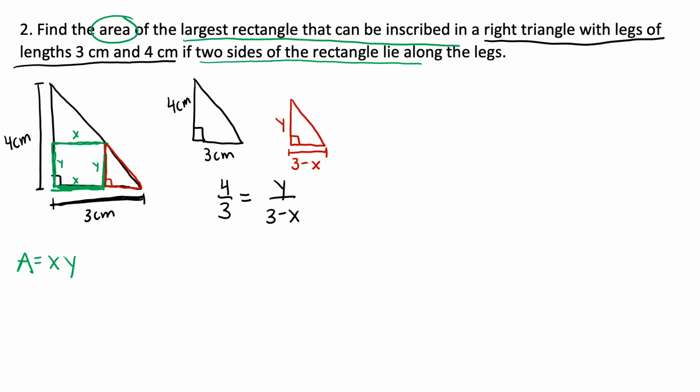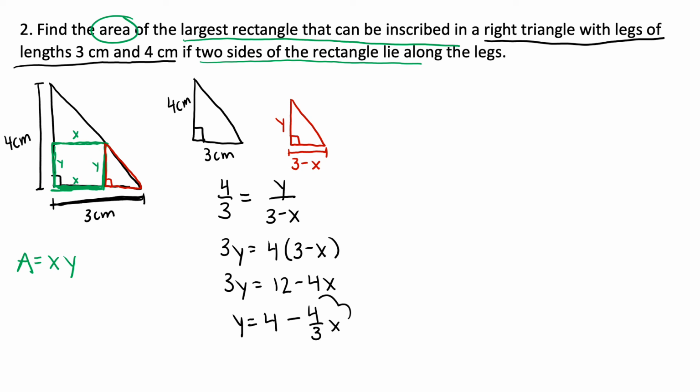And now I can cross multiply to solve. So I have 3Y equals 4 times 3 minus X. So 3y equals 12 minus 4x. And I'm going to solve this one for y so we can plug it back into our area equation. So y equals 12 divided by 3 is 4 minus 4/3 x. So now we have something that we can plug in for y.